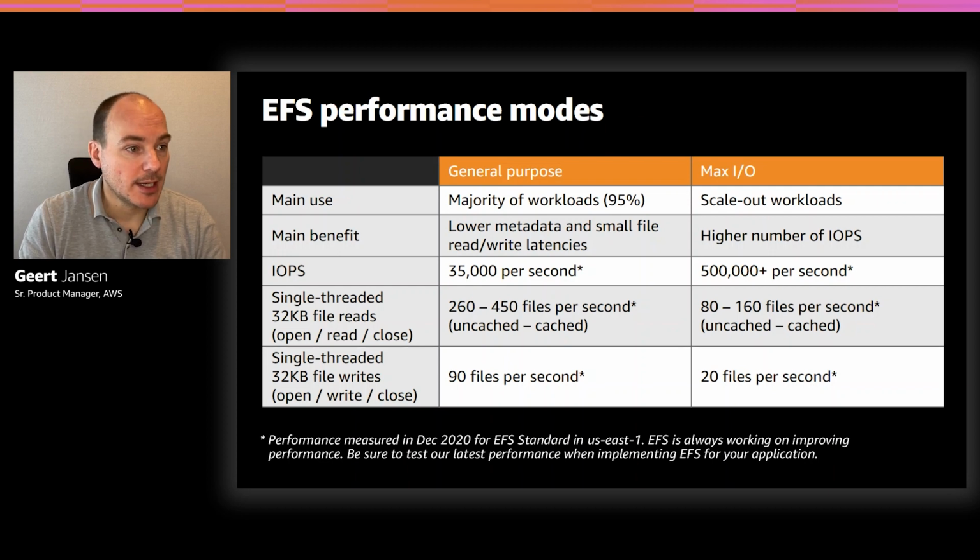On the write side, the benchmark is creating 32 kilobyte files, and on general purpose, you can create about 90 files per second, again, using a single-threaded application, while max I/O can deliver approximately 20 files per second.